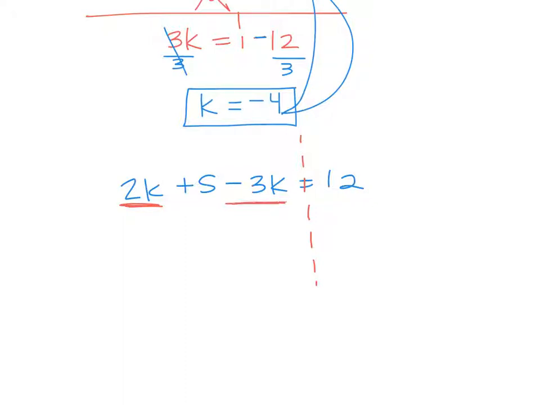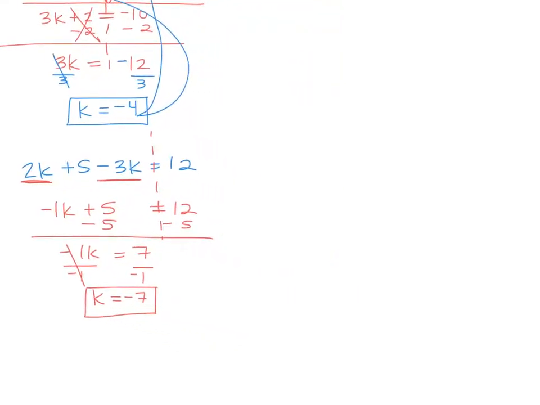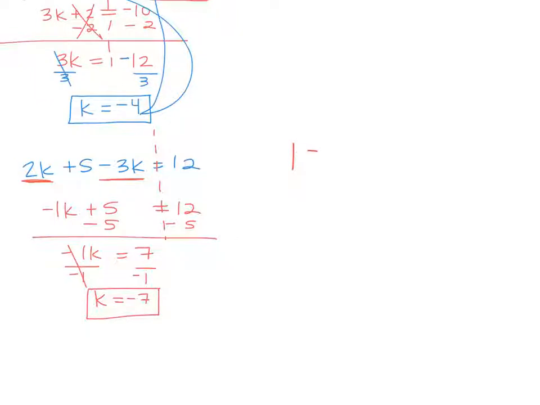So 2k minus 3k is a negative 1k plus 5 equals 12. We're going to take away the 5. So negative 1k equals 7. No, negative 7, because you have to divide by negative 1, right, to get the negative out of there. So k is negative 7. Okay? What would you do with this one?